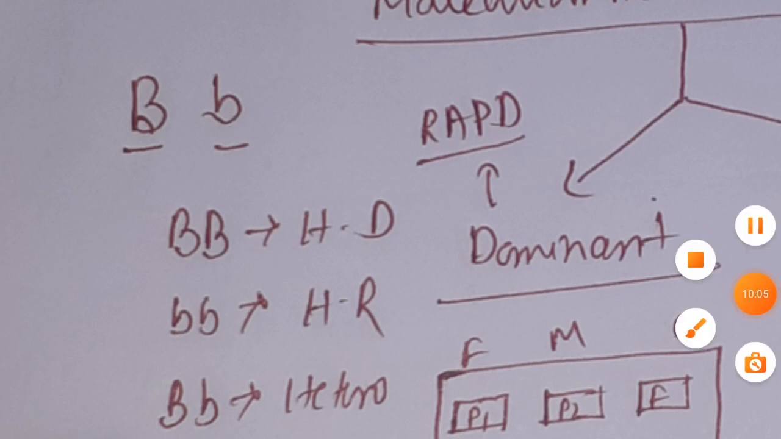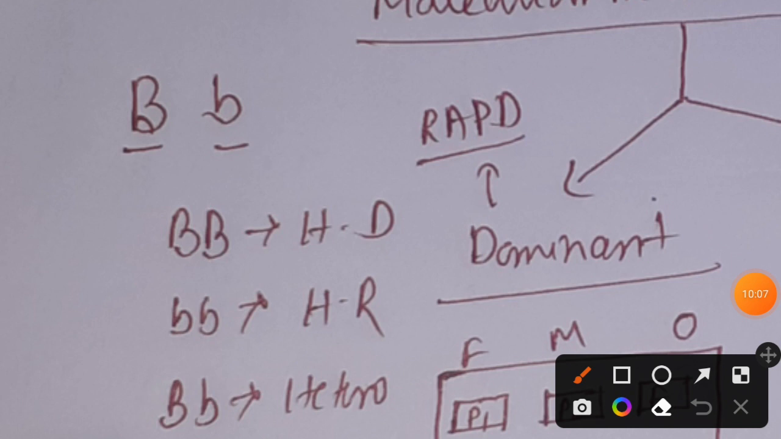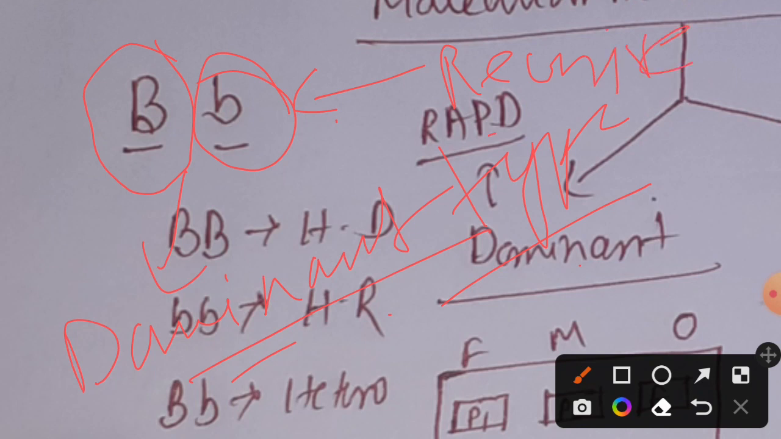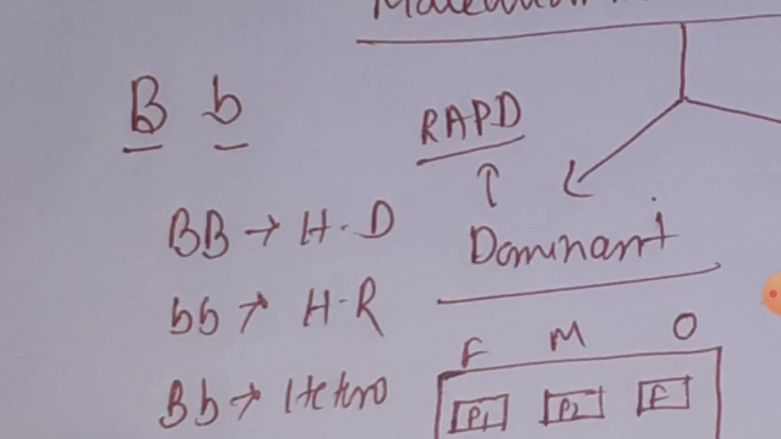I hope you know what an allele is. An allele is one of the two different forms of the same gene. Now, the capital letter is used for saying dominant type, or dominant allele, and the small one is used for referring to recessive. So what is the funda of dominant and recessive?